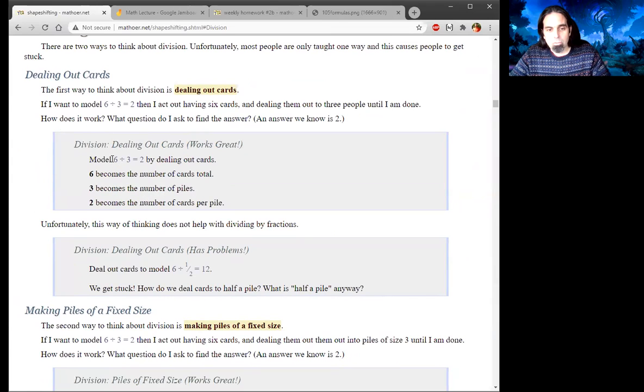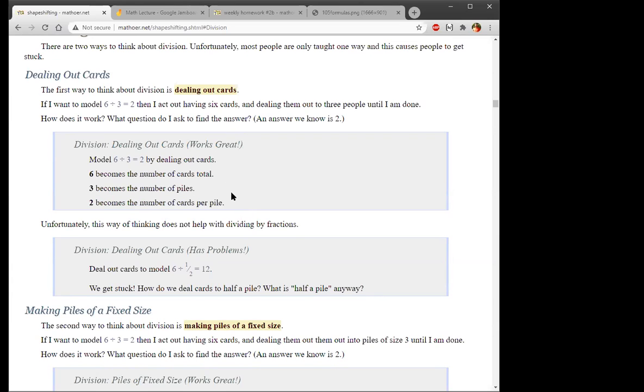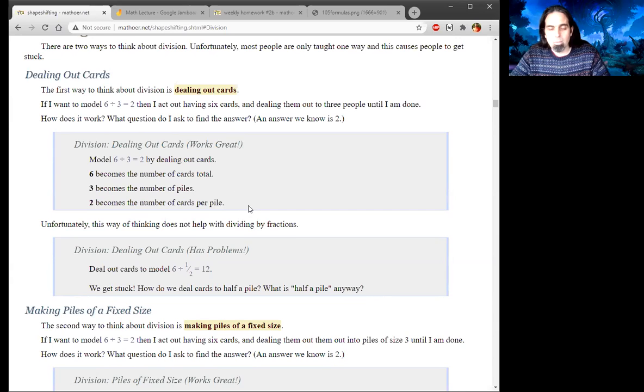If I have 6 divided by 3 equals 2, imagine I have 6 cards in my hand. I have 3 people, so 3 of you pretend you're volunteers sitting in front of me at the table. And I would deal out my cards until they're done. And then the answer, the 2, would be how many cards each person has in front of them. So far, so good.